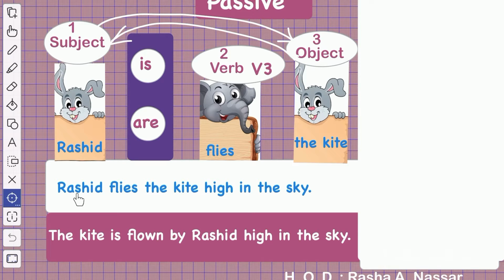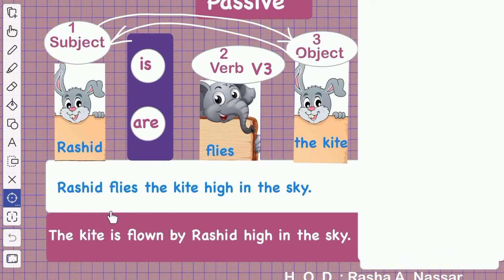Where is the subject? The subject is the word number 1. The subject is the person who will do the action or the first word in the sentence. Then the verb, the action itself. And then the kite, the object. This is number 1. First, you should know where is the subject, where is the verb, and where is the object. And then we will replace the object with the subject.